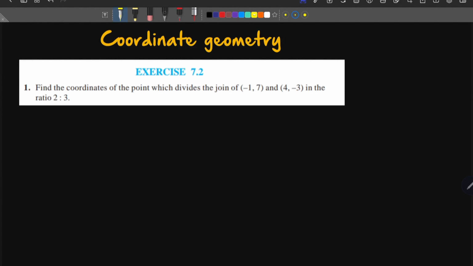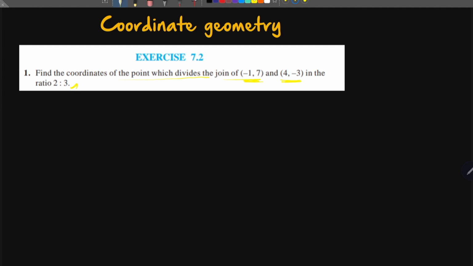The topic is coordinate geometry, Exercise 7.2. Question number 1 is given. Find the coordinates of the point which divides the join of (-1, 7) and (4, -3) in the ratio 2:3. So we need to find the other point which divides the given two points in the ratio 2:3. This can be found by using the section formula.